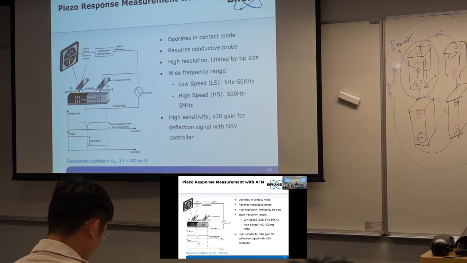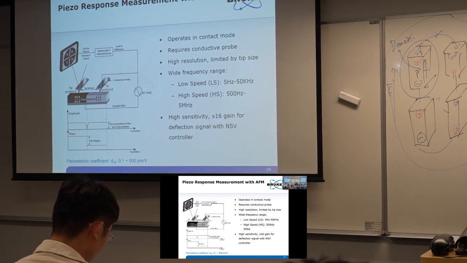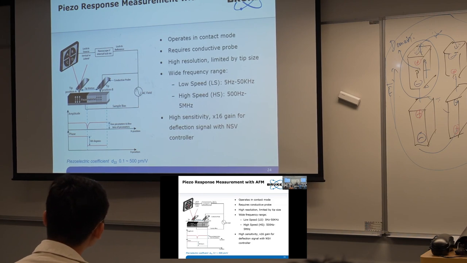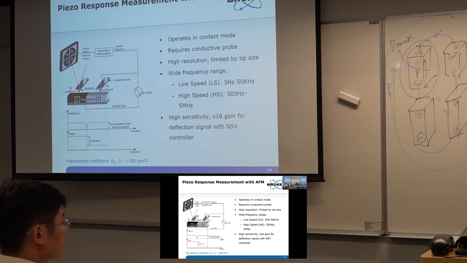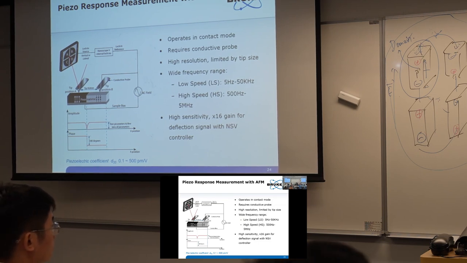Then next, okay, I think I missed one slide here. So let's go through that. So this is okay, right? This is no problem, right? That's the most important part.